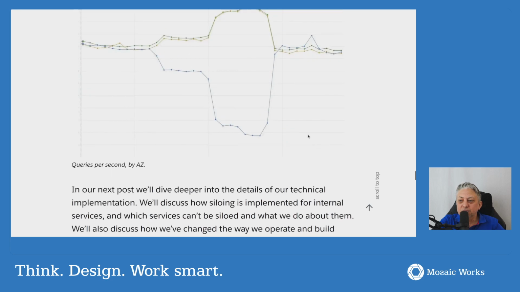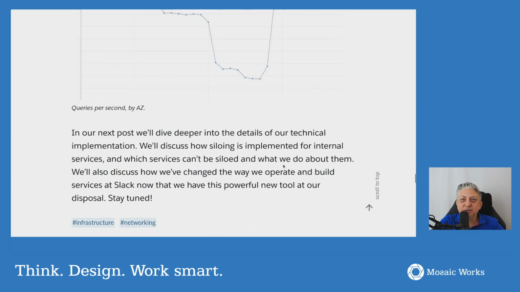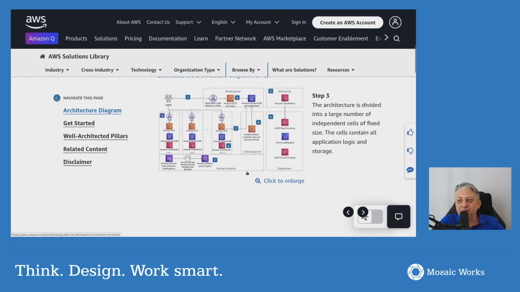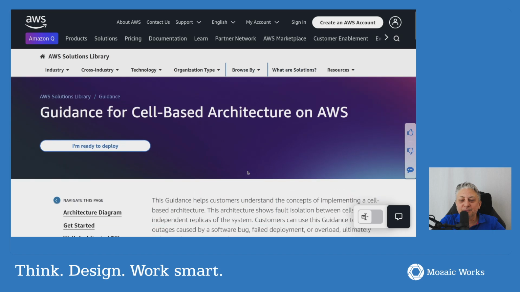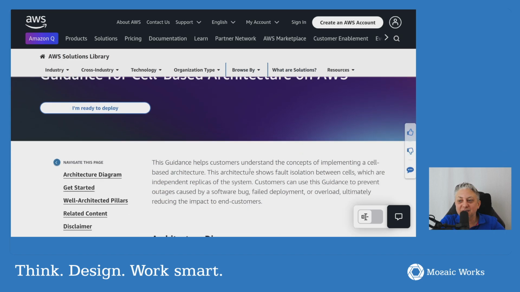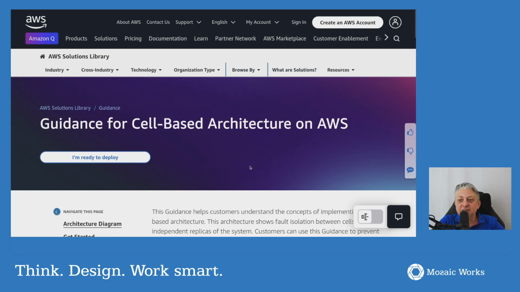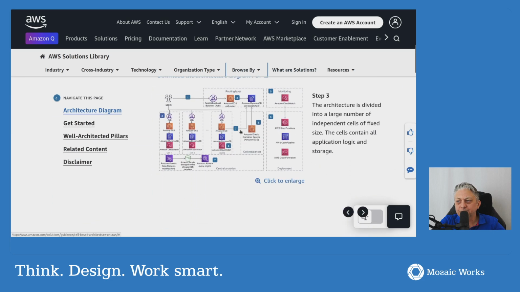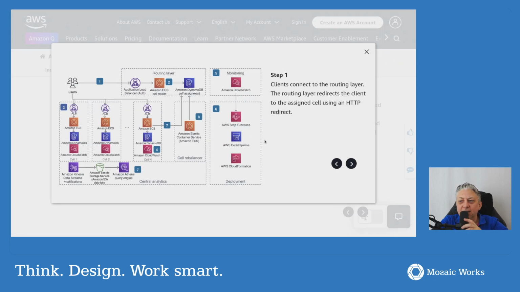And now, this is a longer series of posts, but instead of me going and reading through those, let's just look at what has kind of promoted this more or less, which is AWS. AWS has a guidance for cell-based architecture on AWS, and you can see here they have a diagram. And what they are saying is that you split into cells, and then you have this container service.